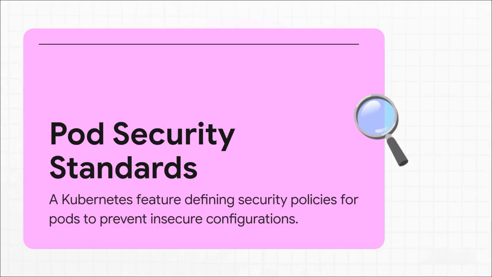Now, inside the cluster, we need to set some ground rules for what our applications are allowed to do. Pod security standards are a built-in Kubernetes feature that acts like a rulebook for your pods. It helps you prevent really risky configurations, like allowing containers to run as the root user or to mount sensitive files from the host machine. It's all about making secure the easy default option.